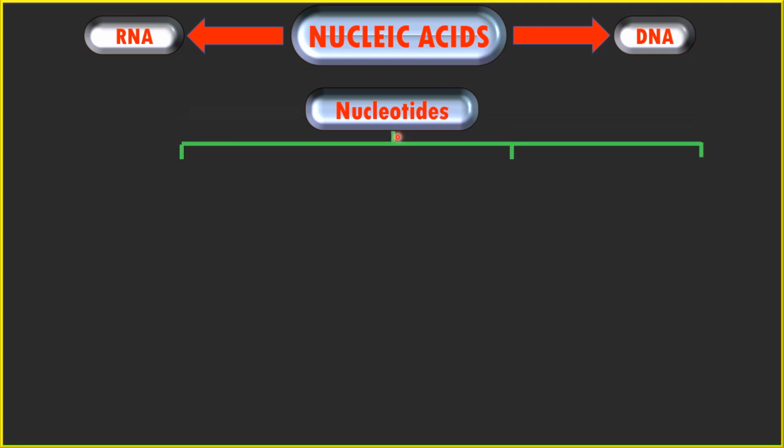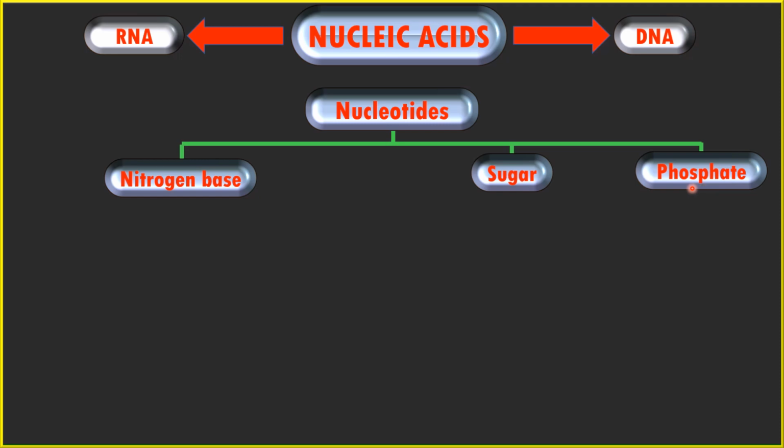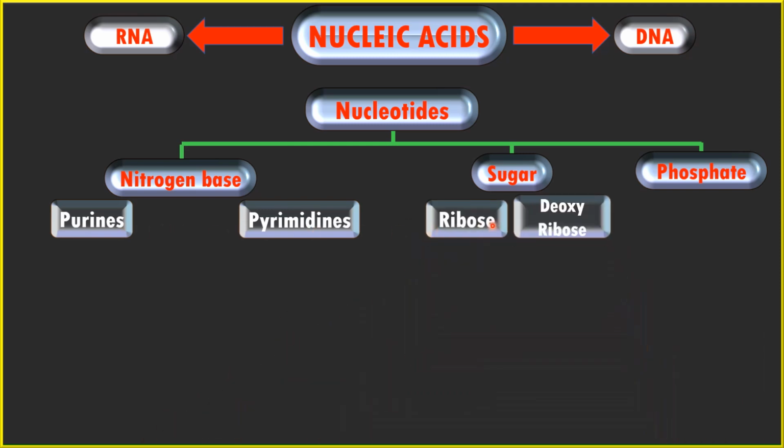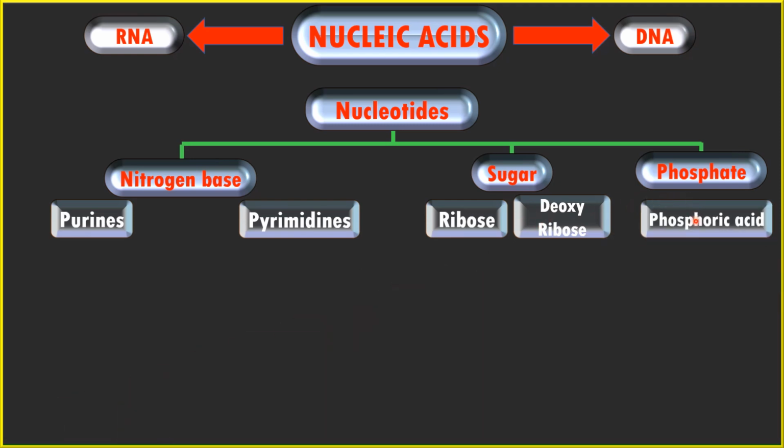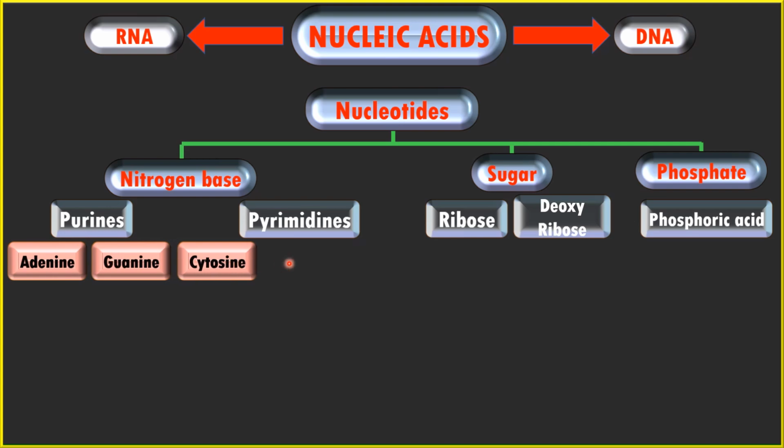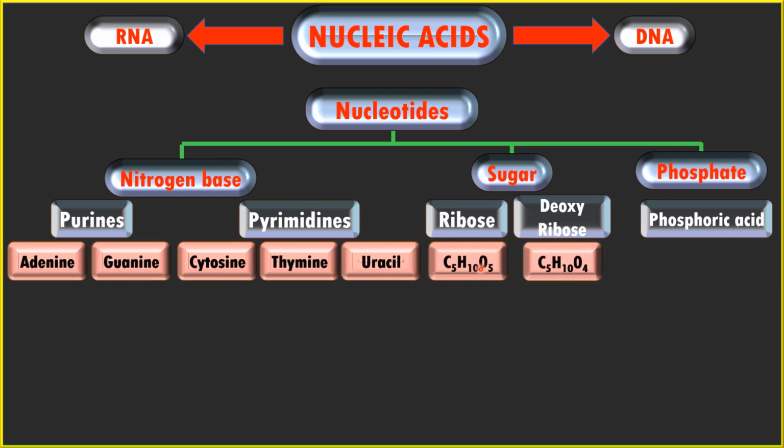Now these nucleotides are made up of these three basic components. One is nitrogen base, second is sugar, and third is phosphate. Students, nitrogen bases are of two types. One is purines, second is pyrimidines. The sugar are of two types, ribose sugar and deoxyribose sugar, whereas phosphate is phosphoric acid. Now, purines are of two types, one is adenine and second is guanine, whereas pyrimidines are of three types, cytosine, thymine and uracil. Now, ribose and deoxyribose sugar are pentose sugar.